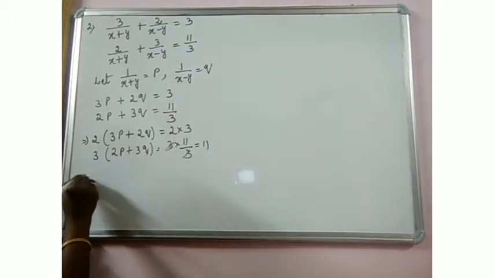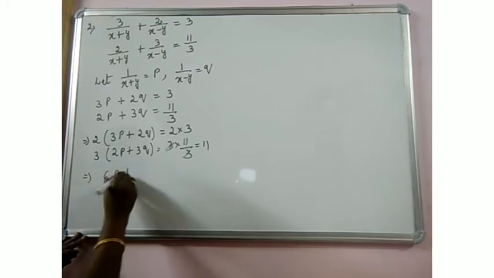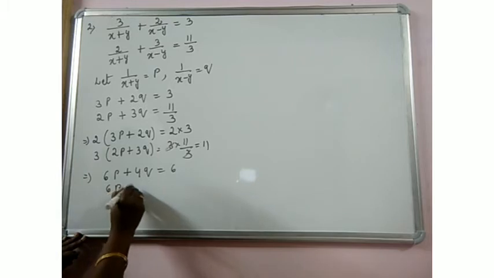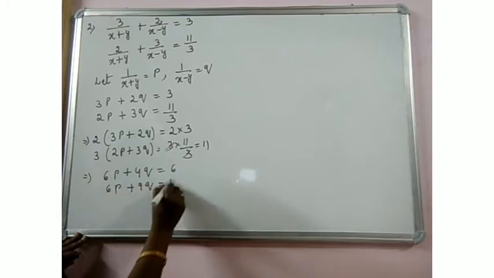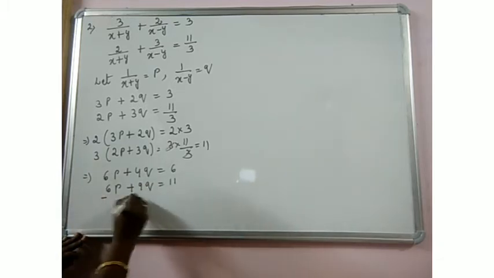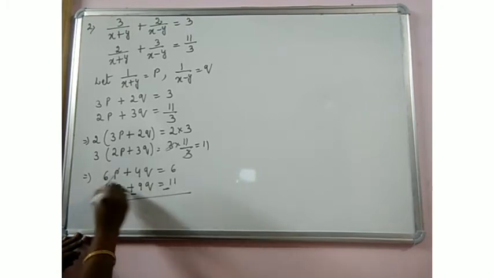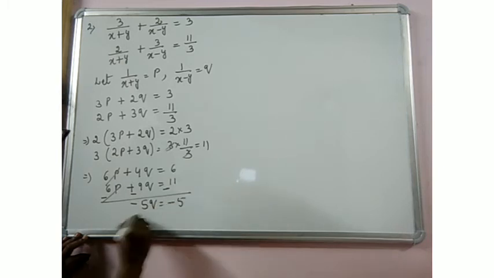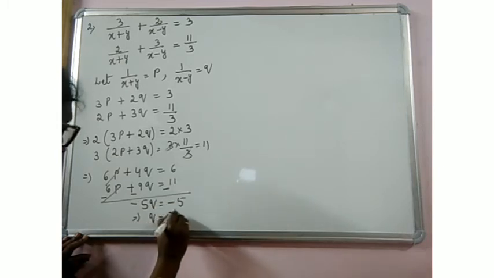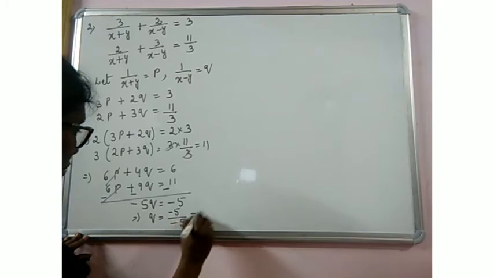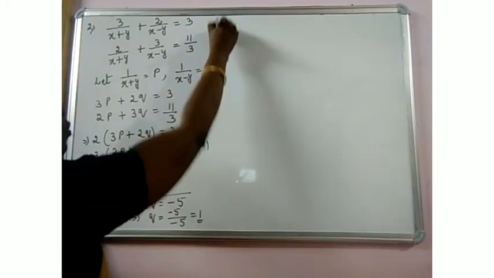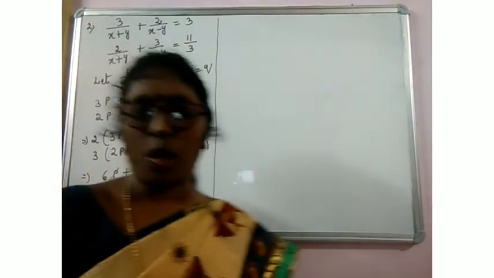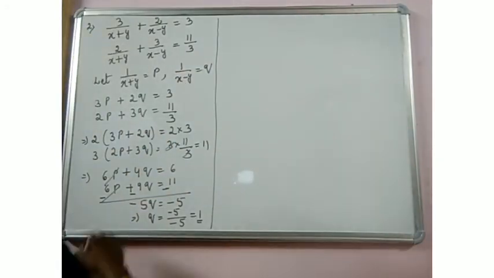Again I am writing two equations. 6p plus 4q equal to 6. Here 6p plus 9q is equal to 11. Both are plus, so we have to subtract. 6p minus 6p cancel. You will get minus 5q is minus 5. That means q is equal to minus 5 by minus 5, that is 1. So we got the value of q as 1. Now let us work out to get the value of p.